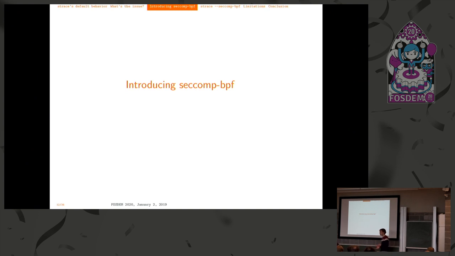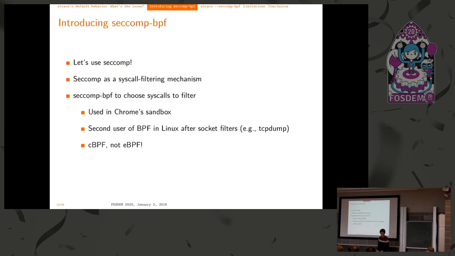From the name of the option, you've probably guessed that we're going to use seccomp-bpf. Seccomp is a way to filter syscalls in the kernel. It's meant for sandboxing. One of the first users in particular of seccomp-bpf is the Chrome sandbox. Seccomp-bpf allows you to choose which syscalls you want to filter, so which syscalls you want to allow and what you want to do otherwise.